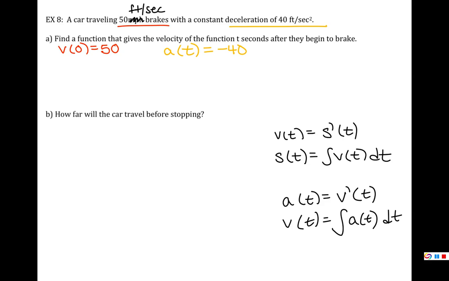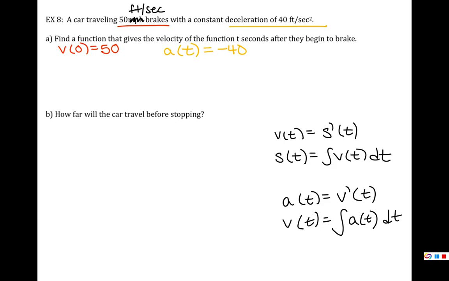The information they're giving me is that the car is traveling 50 feet per second. That's its initial velocity, its velocity before it starts braking. So I'm going to call that v of 0. The velocity at time 0 is 50. The acceleration of this car is going to be negative because it's braking or slowing down. So negative 40 is my acceleration function.